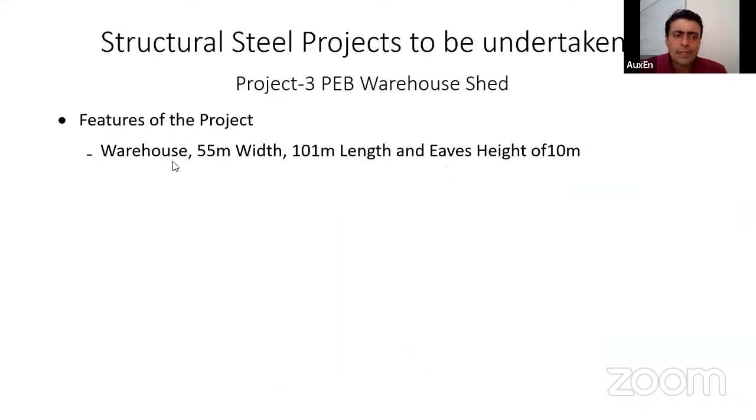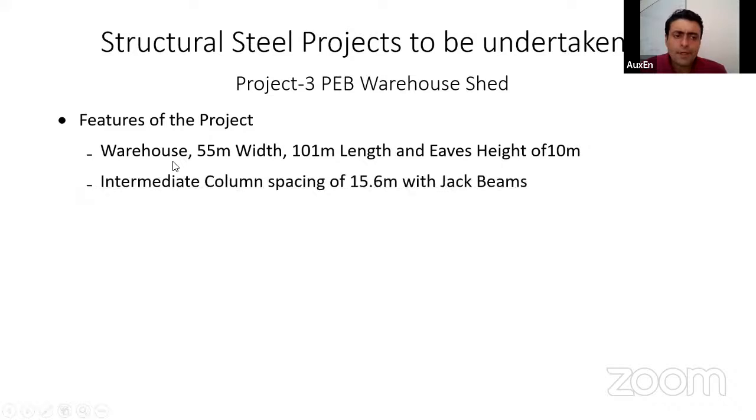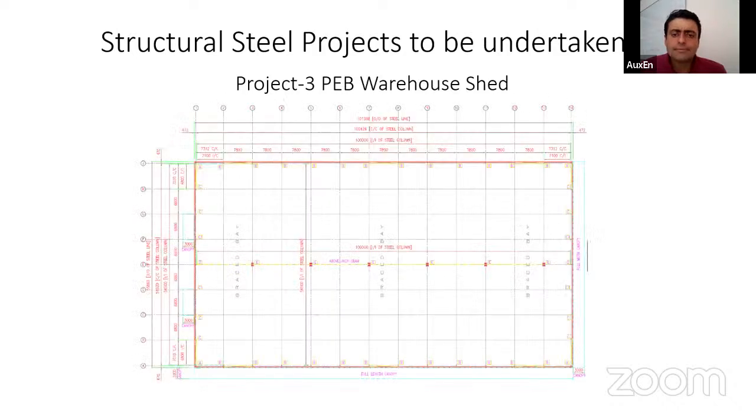So this is the feature. The intermediate column spacing of 15.6, as I just explained, every alternate bay you will be having an internal column and it will be having jack beams. And we will be doing this project on STAAD.Pro. So these are the features.